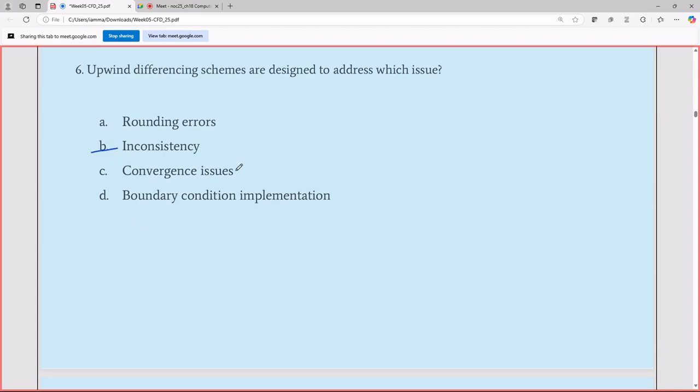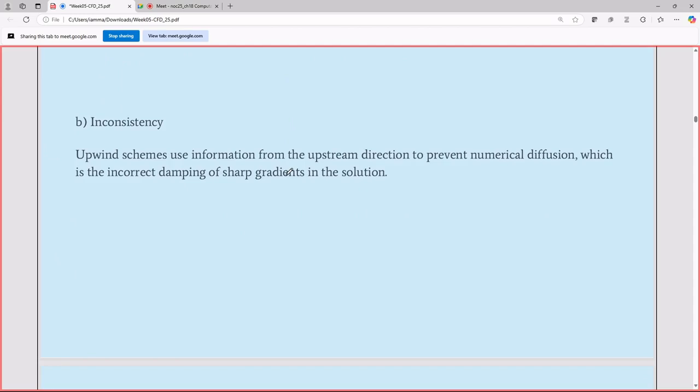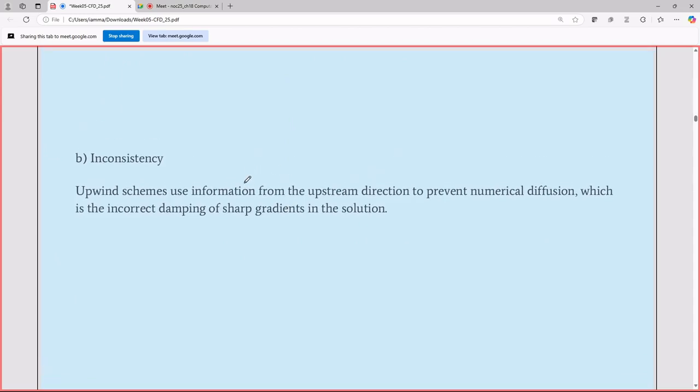Answer is option B, inconsistency. So upwind schemes are used for preventing or solving the problem of inconsistency in solutions, because like we said for central differencing schemes, in upwind scheme, suppose this is I, this is I minus 1th node, and this is I plus 1th node. Here in upwind schemes, what will happen is I minus 1 is the upwind node and I plus 1 is the downwind node.